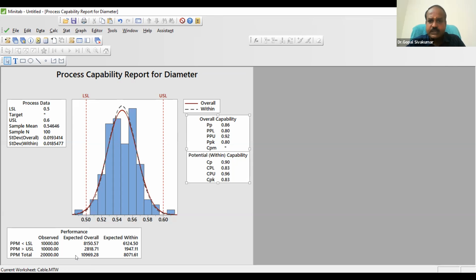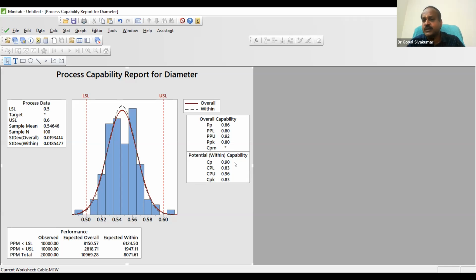I want to reduce the rejection. What should I do? I will improve the process. If I improve the process, what will happen to the variation? It will reduce. As the variation reduces, the curve will move inwards. The curve will start going inside the specification. The entire curve you will be able to see inside. That means your control limit will move inwards, and you can see an immediate improvement in Cp.